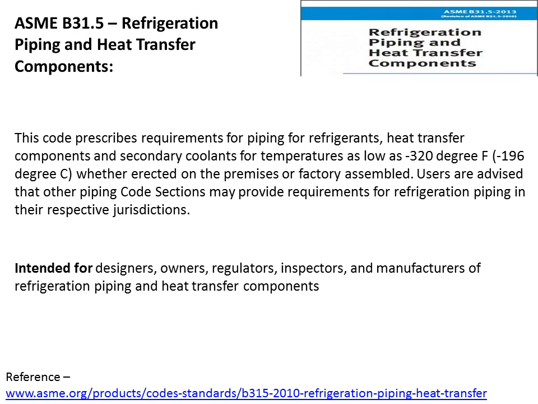Now, B31.5, refrigeration piping and heat transfer components. This code prescribes requirements for piping for refrigerants, heat transfer components, and secondary coolants for temperatures as low as minus 320 degrees Fahrenheit, whether erected on the premises or factory assembled. Users are advised that other piping code sections may provide requirements for refrigeration piping in their respective jurisdictions. It is intended for designers, owners, regulators, inspectors, and manufacturers of refrigeration piping and heat transfer components.